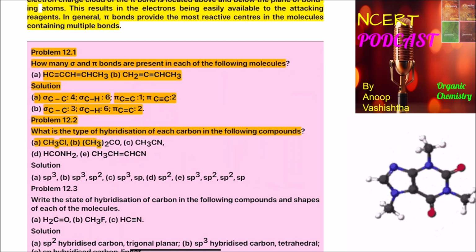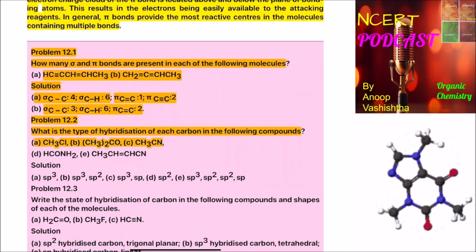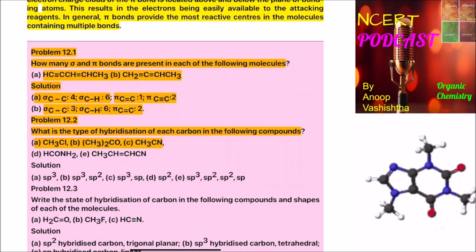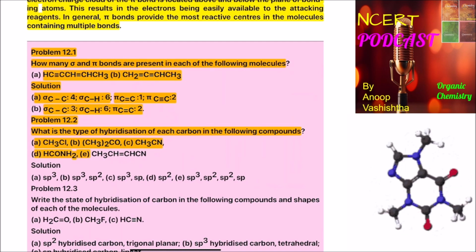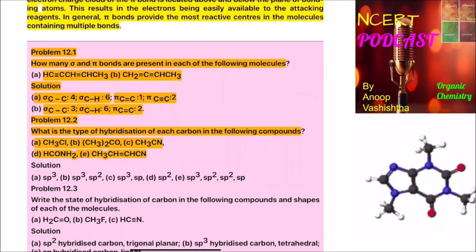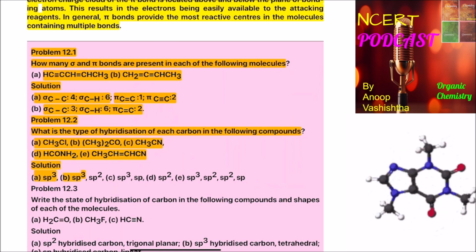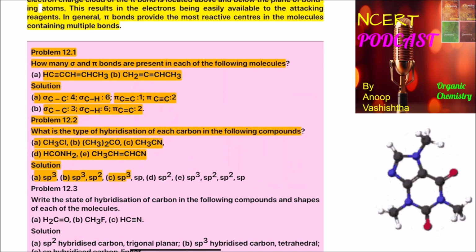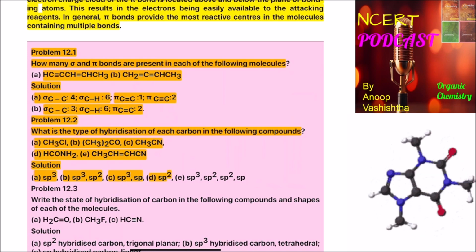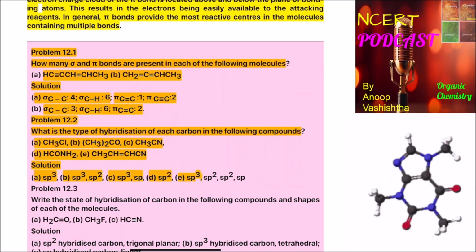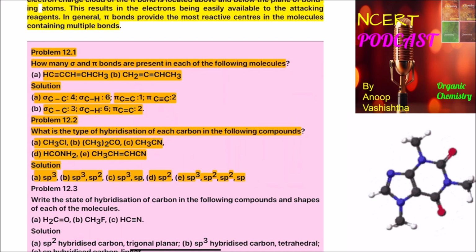CH3Cl, CH3 whole twice CO, CH3CN, HCONH2, CH3CH double bond CHCN. Solution. A. sp3, B. sp3 sp2, C. sp3 sp, D. sp2, E. sp3 sp2 sp2 sp.